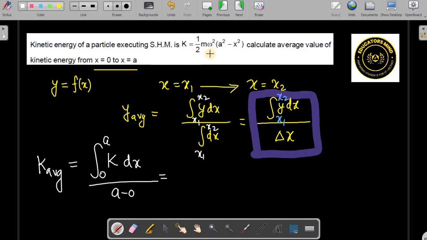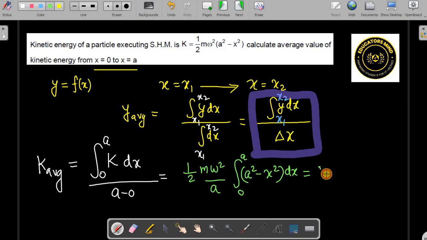So there is half m omega square, which is common. If you want to take it out, you are left with a square minus x square integration, dx, going from 0 to a. This is what you have to integrate.